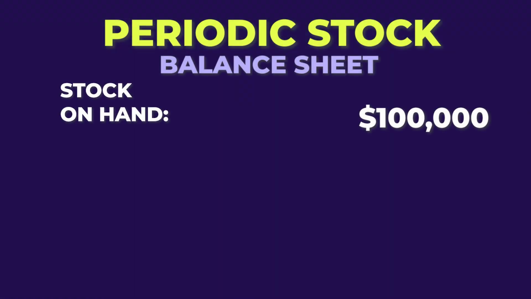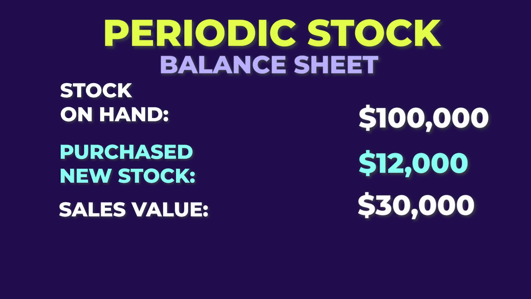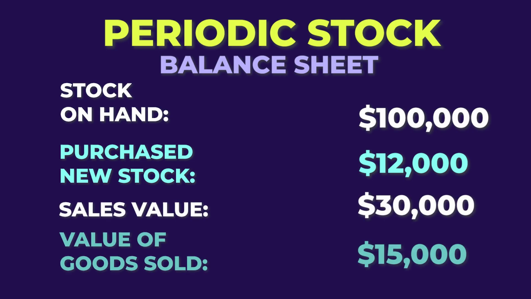To begin with, we'll have $100,000 stock on hand and we'll assume that the $100,000 is an accurate value of what we have on hand at the start of the day. We purchase the $12,000 worth of new stock, we sell $30,000 again for the day, and we have a value of the goods sold at $15,000. The stock on hand at the end of the day will still show $100,000. This won't change until we have a stock adjustment.